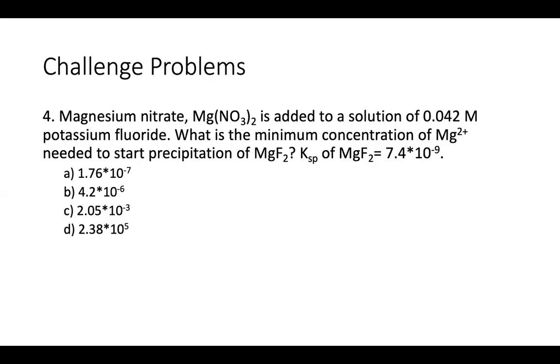I could have given you the KF of magnesium fluoride, so the formation of it. Either way, it would have given you the same answer. Okay, and so the answer here would have been B. We're looking for what concentration of magnesium would be needed to start precipitating magnesium fluoride. Whenever they ask for the minimum concentration like this, you're really just solving for what concentration of magnesium gets me to my KSP value.